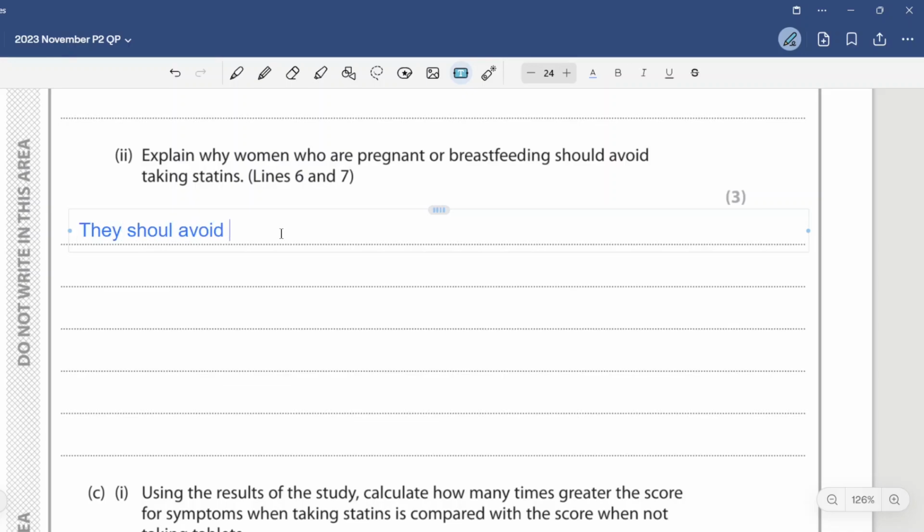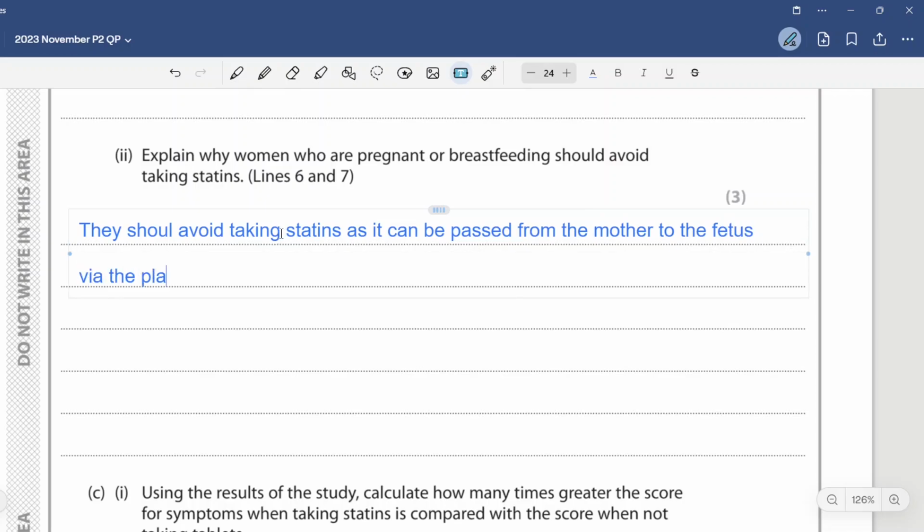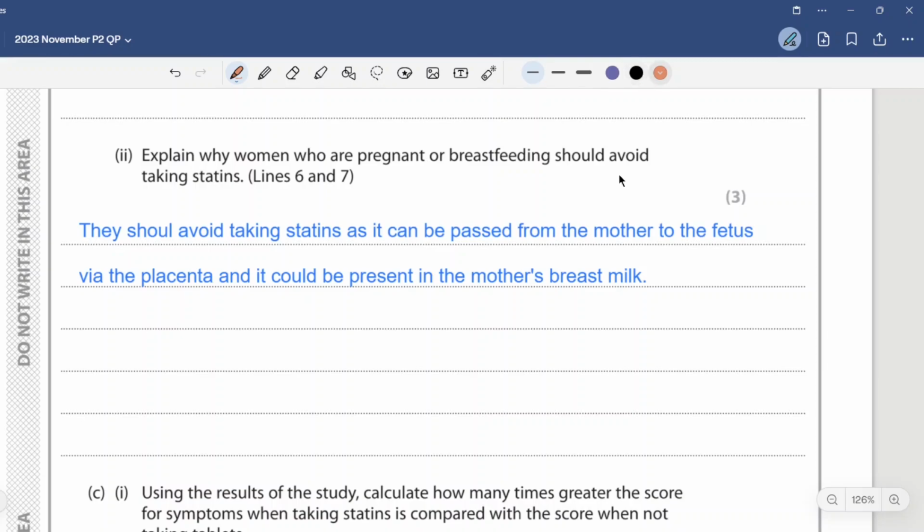They should avoid taking statins as it can be passed from the mother to the fetus via the placenta, and it could be present in the mother's breast milk. You could also add an additional point and say that that could affect the development of the fetus. So the first mark is statins can be crossed from the mother to the fetus by the placenta. That's actually 2 marks. And the third mark would be in the mother's breast milk.